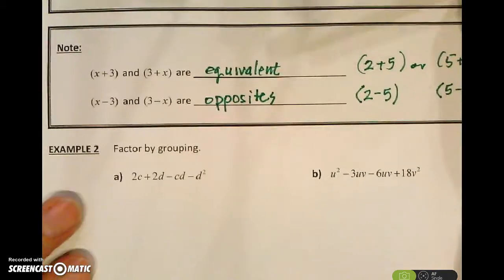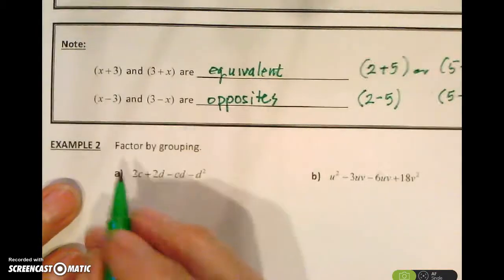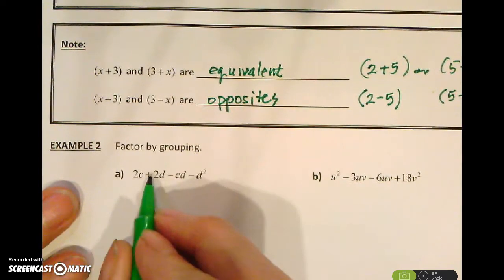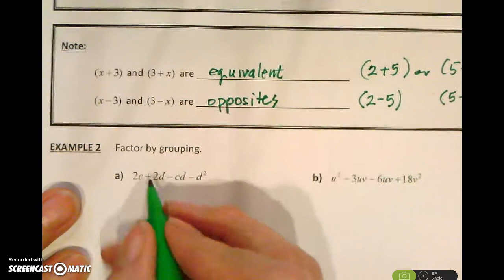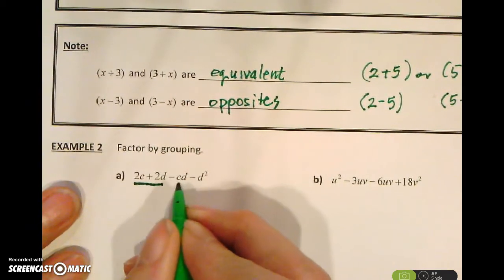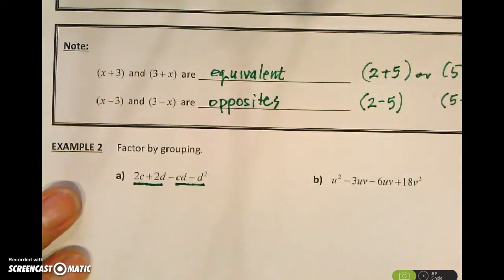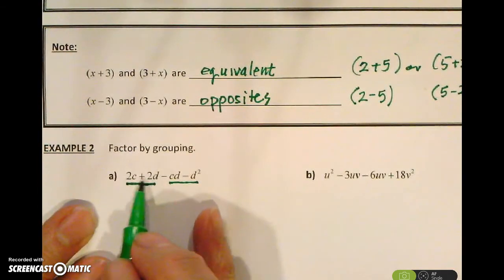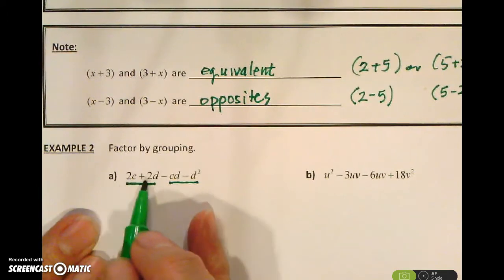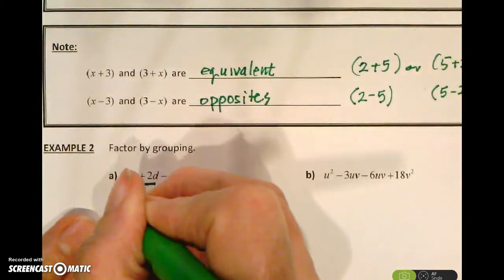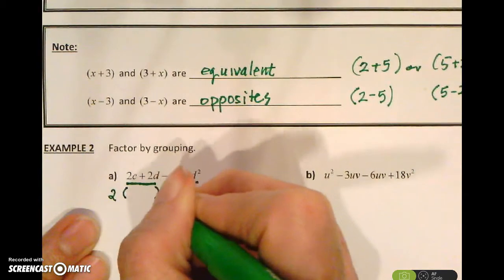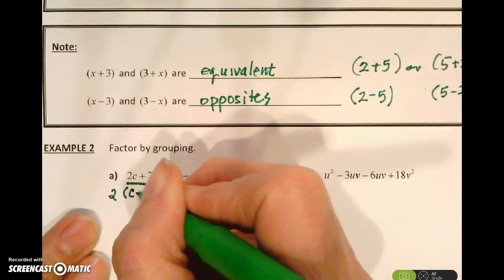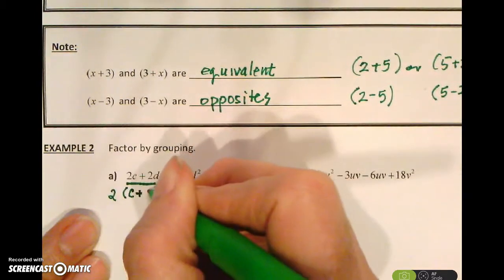All right, so example 2, factor by grouping. So I have 1, 2, 3, 4 terms. You can see them separated by the pluses and minuses. I'm going to underline the first 2, underline the second 2. Then once we do that, we're going to look in this first group and look for the common factor. And we see they both have a 2. So we're going to just factor it out of that little group of 2. And when I do, that leaves me with a C plus D.